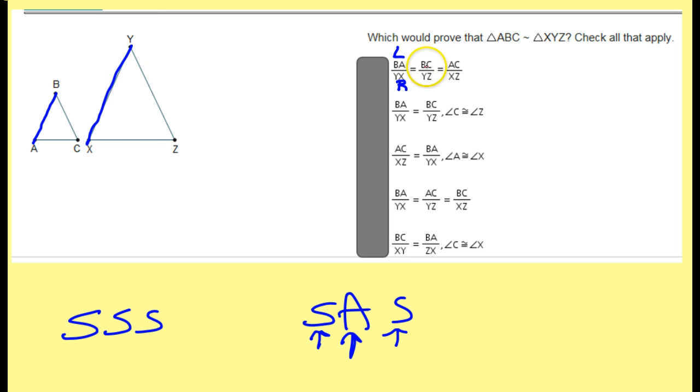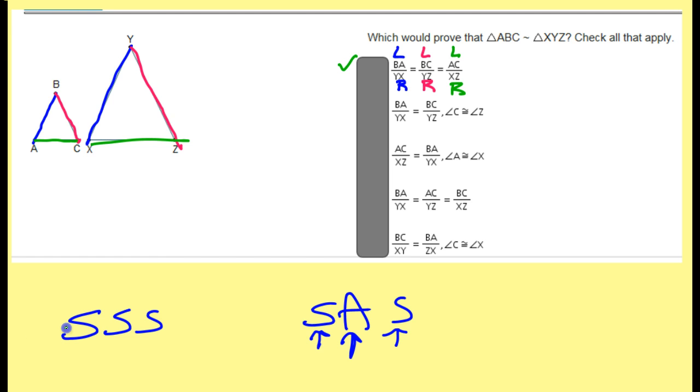So now when we do this next one, BC, again that's on the left, over YZ. And that's on the right. So far so good. All right, one more. AC over XZ. Again, left over right. That's cool. So that would do it.